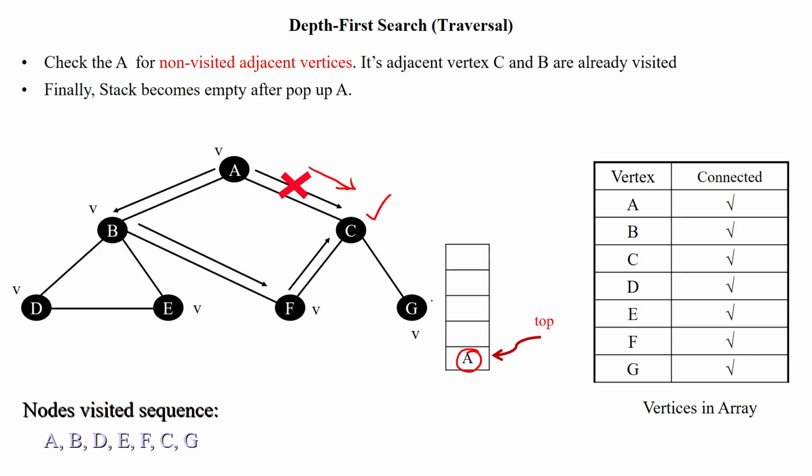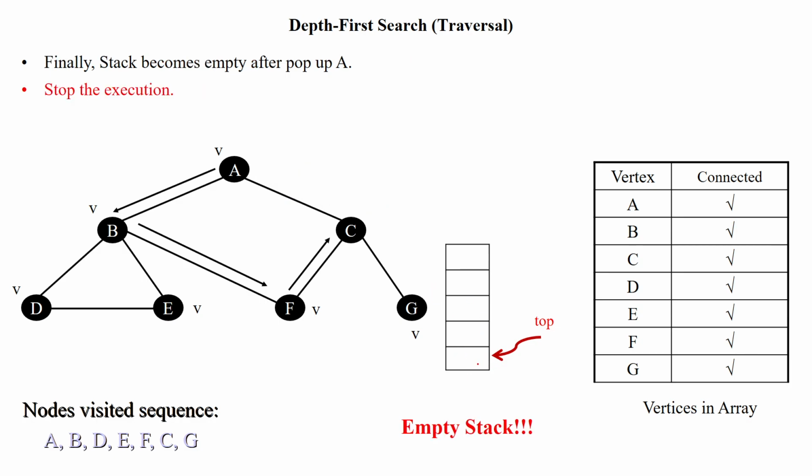After popping A, there are no vertices available in the stack. All the vertices are visited as per the given reference table. The stack also becomes empty. So now the traversal sequence is A B D E F C G. Then we can stop the execution.